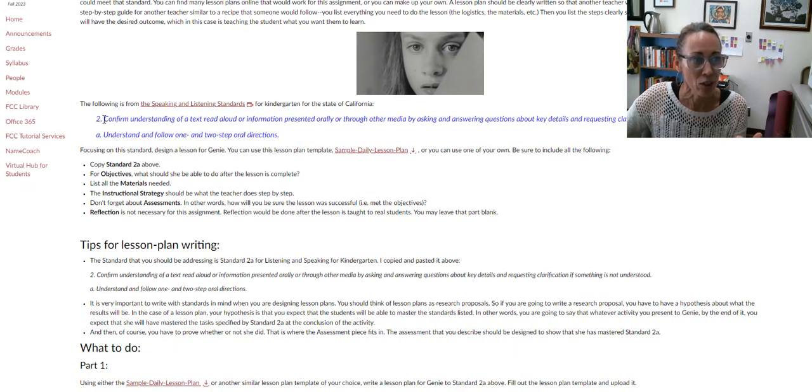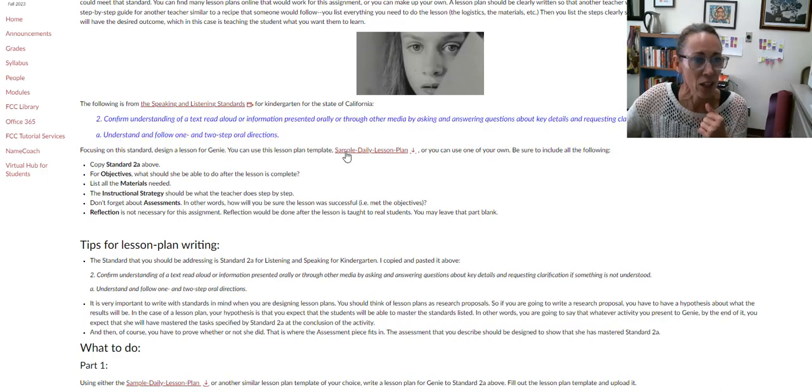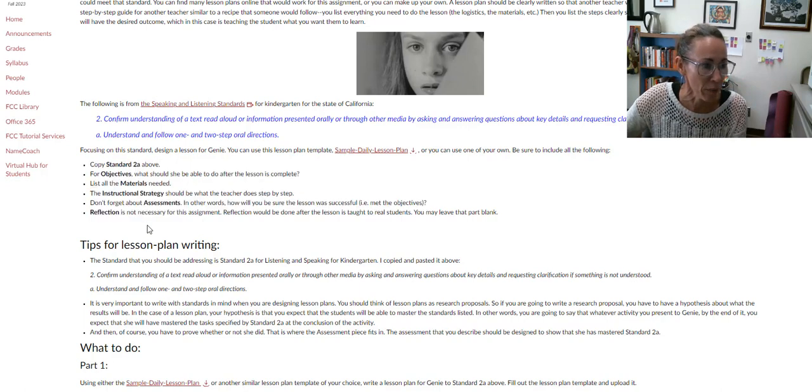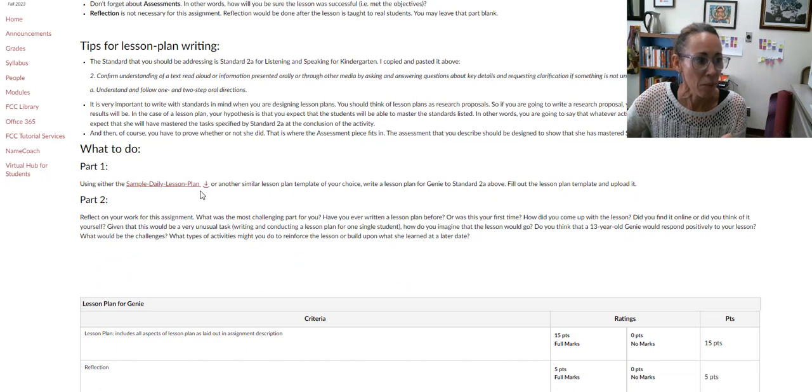I've given you the standard here. I just copy and pasted it, and if you want to check out the full California state standards, I've got the link, and then use this template. If there's another template that you like better, that you're used to, you can use that. Just make sure that it has all of these components to it. And then some tips here.